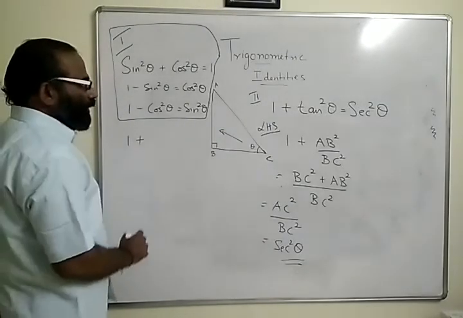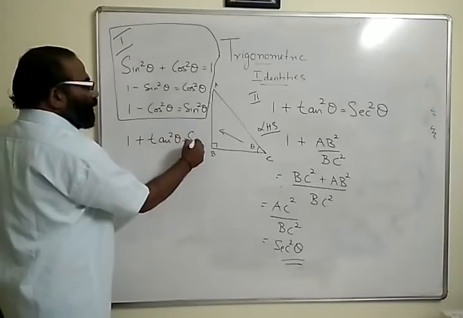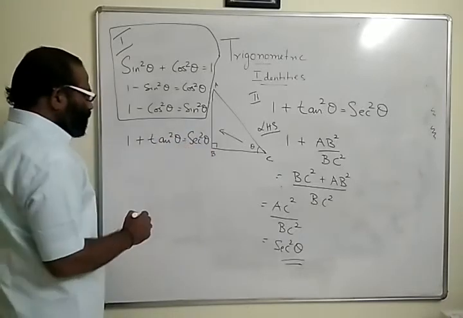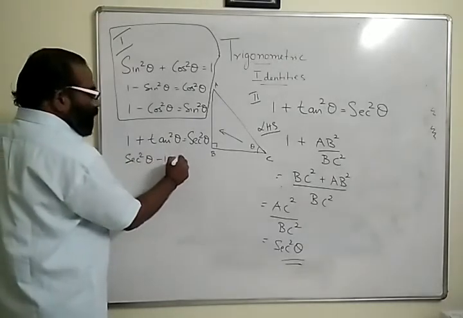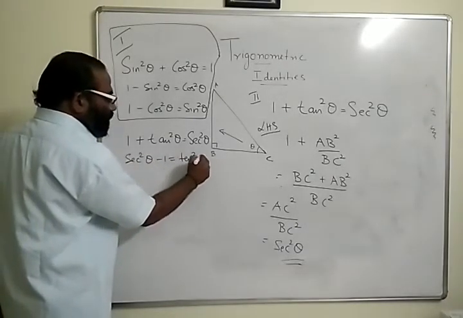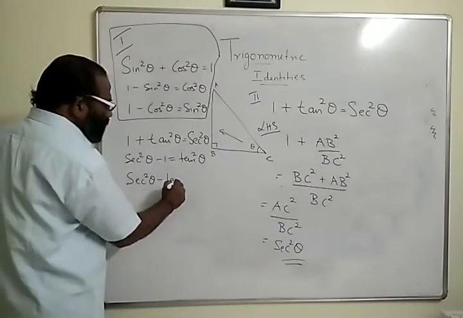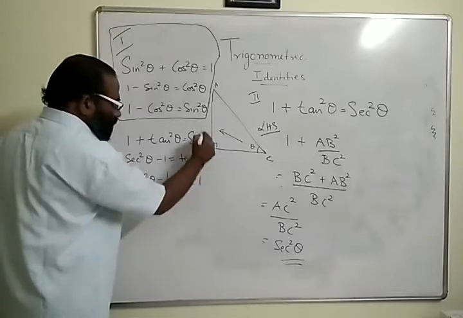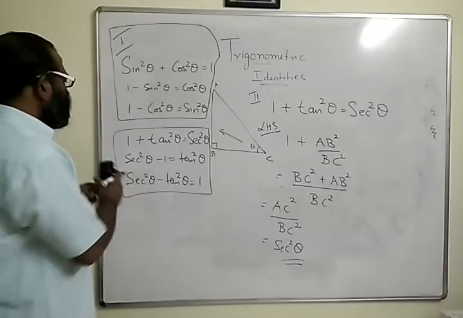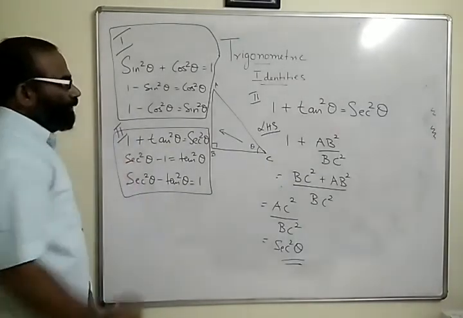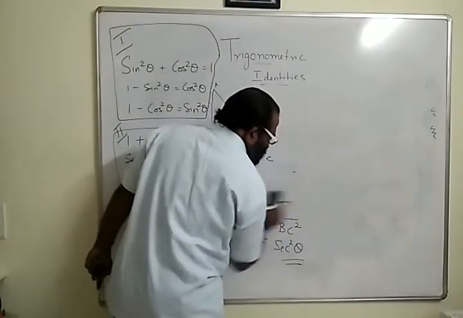So let's write this over here. 1 plus tan squared theta equals secant squared theta. The variations are secant squared theta minus 1 equals tan squared theta, and secant squared theta minus tan squared theta equals 1. So these are the variations. So this is the second identity. Now what is the third one? I think you should be able to guess using the second one.